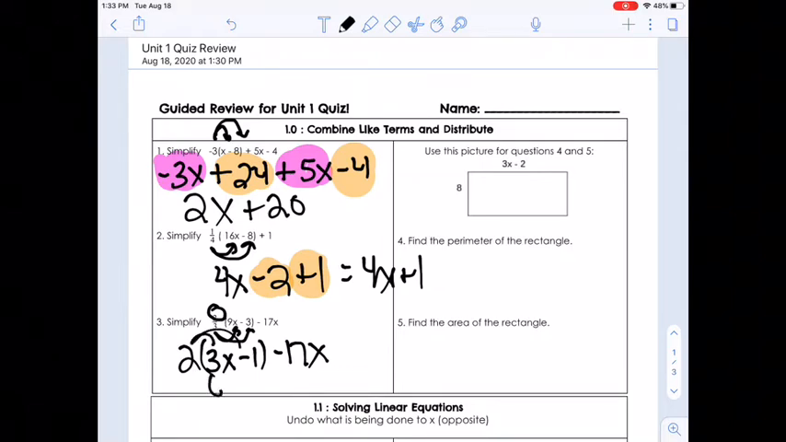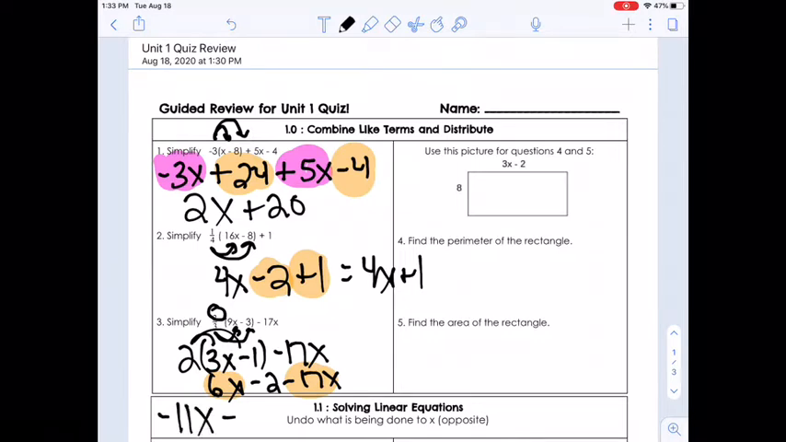2 times 3x is 6x. 2 times negative 1 is negative 2. And our last step here would be to combine our like terms. 6x minus 17x is negative 11x. And we'll write the x beside it and bring down the negative 2 because it does not have any like terms.